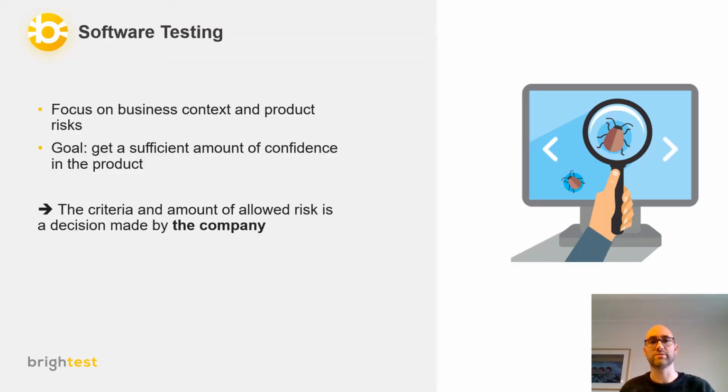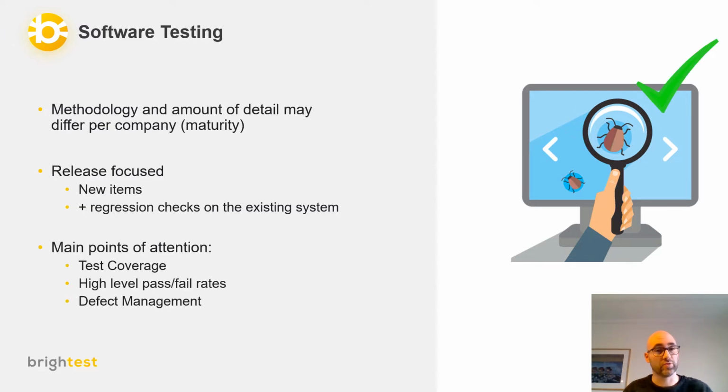Software testing, as most of you know it, focuses on business context and product risks. The goal of testing is to get a sufficient amount of confidence in the product that's being developed to make sure that the quality is high enough. The precise criteria and amount of allowed risk is a decision that's finally made by the company. The methodology and amount of detail may differ per company and its maturity level.